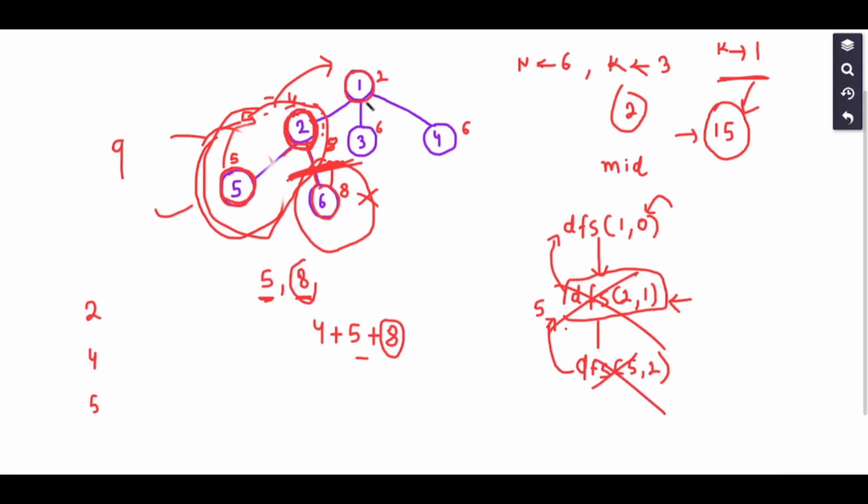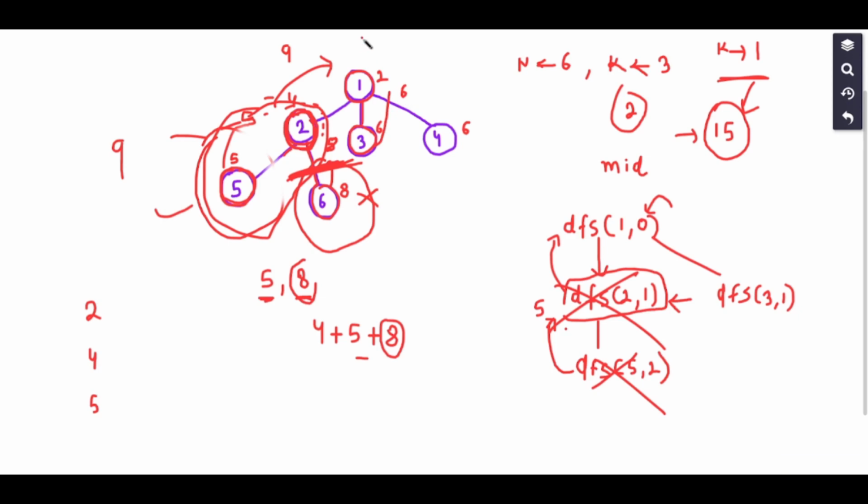From this point, I will traverse this node, that is node number 3. So DFS will be called for 3 while passing in the parent, that is 1. So here from this node, I'm going to return 6. 6 is not exceeding 15. So I don't have to make a cut here. I will just return the 6 from here. So I'm getting 9 from this component. I'm getting 6 from this component.